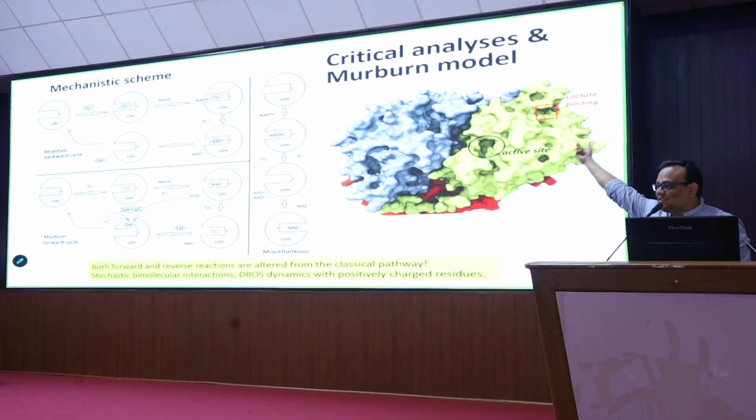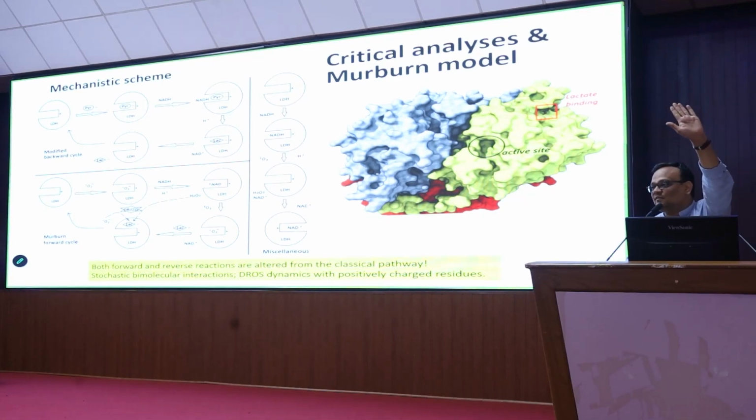ROS can attack the lactate, which is bound somewhere on the surface. So in our docking studies, with blind docking, we found that lactate is binding somewhere else instead of the active site pocket in a more favorable way. So this modified or Murburn forward cycle shows that lactate can bind somewhere instead of the active site and still be attacked by ROS. ROS is what converts lactate to pyruvate, it is not LDH.